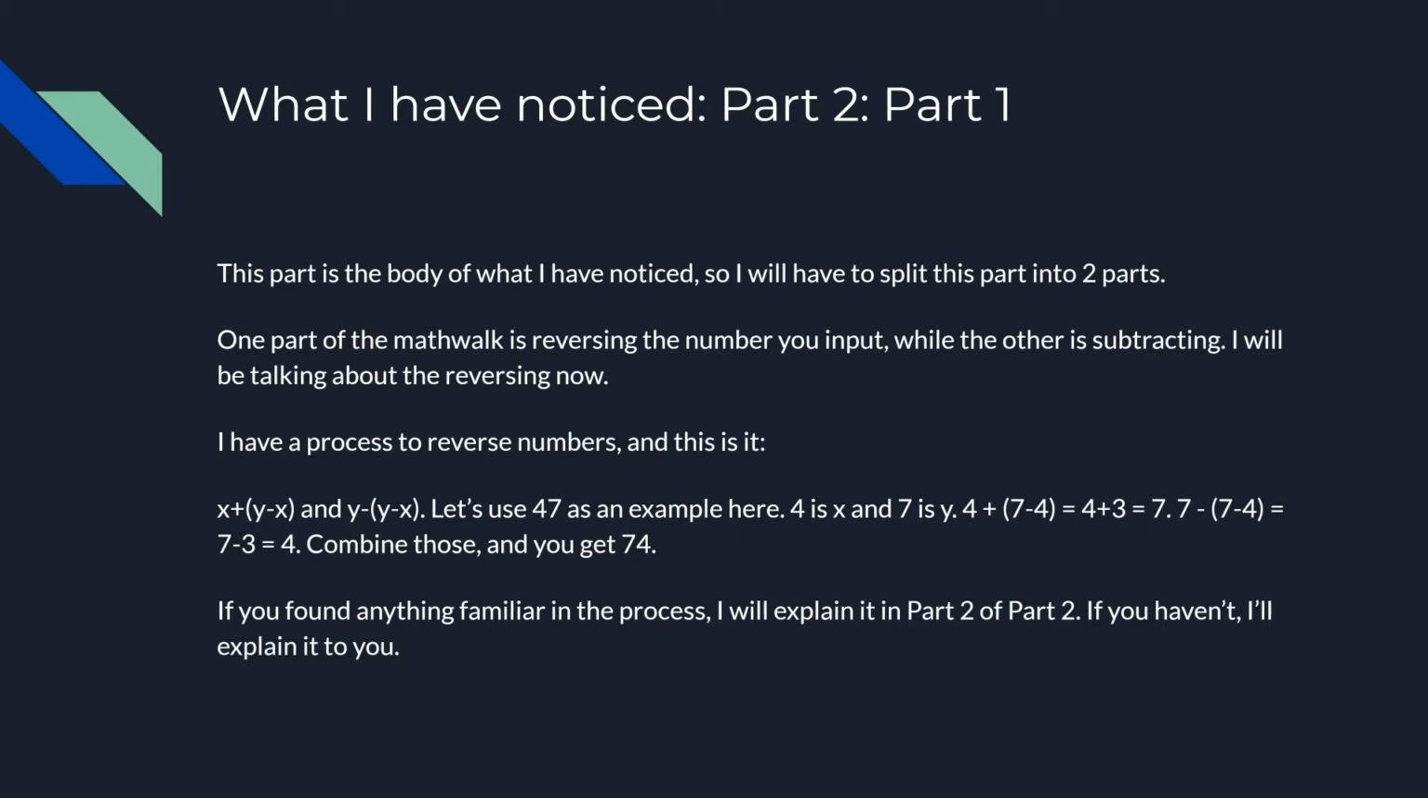Let's use 47 as an example here. 4 is x and 7 is y. 4 plus 7 minus 4 is 4 plus 3, which is 7. 7 minus 7 minus 4 is the same thing as 7 minus 3, which is 4. Combine those and you get 74. So the idea here is that x plus y minus x gets converted into the new x, and y minus x gets converted into the new y. If you found anything familiar in the process, I will explain it in part 2 of part 2. If you haven't, I'll explain it to you.